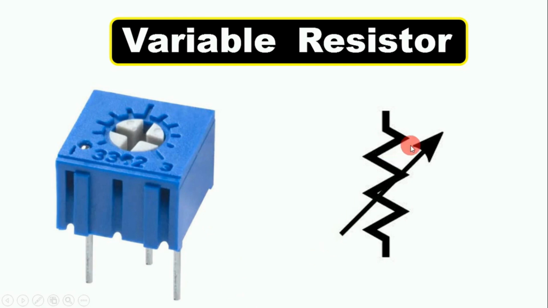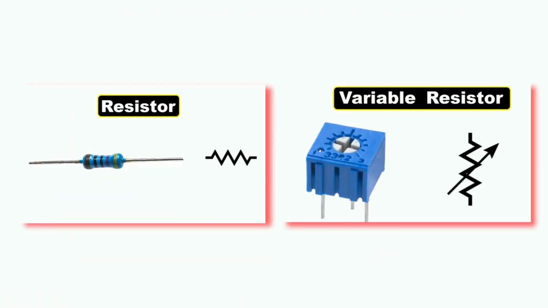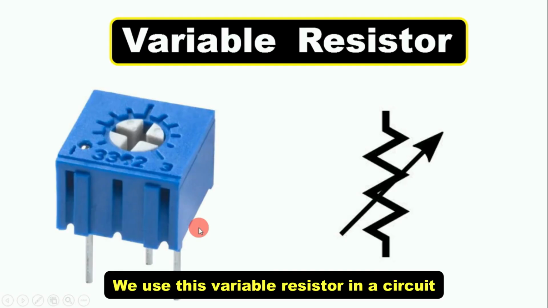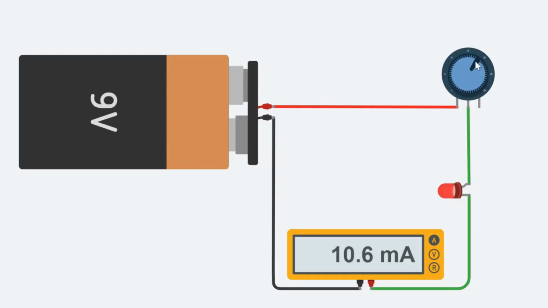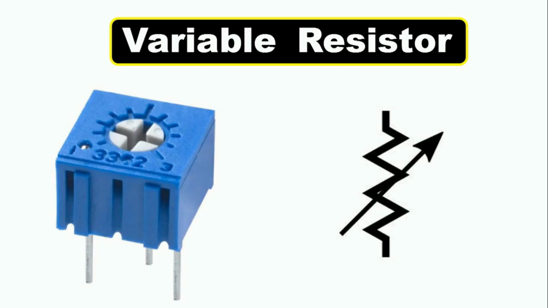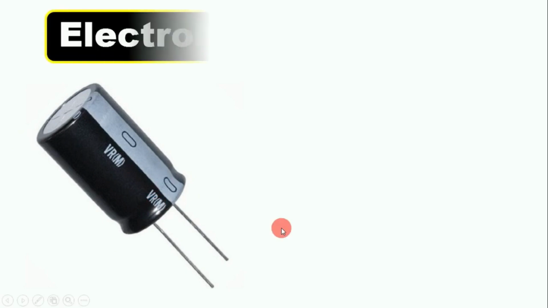To change the value of resistance here, with the help of a screwdriver you have to rotate this rotary switch which is given here. As you rotate this, the value of resistance changes. So the only difference between these two resistors is that the value of that resistor is fixed and the value of this variable resistor can be changed. We use this variable resistor in a circuit where we have to control the sensitivity. That is, if we want to change the value of resistance in a circuit, then we use this type of variable resistor.